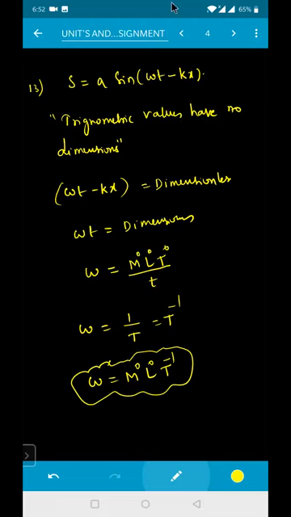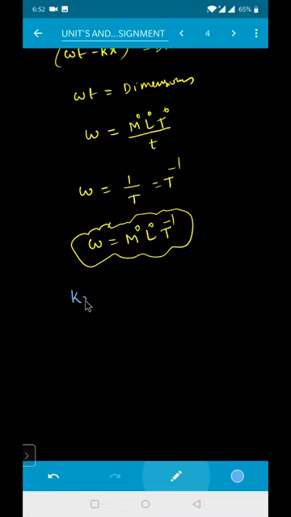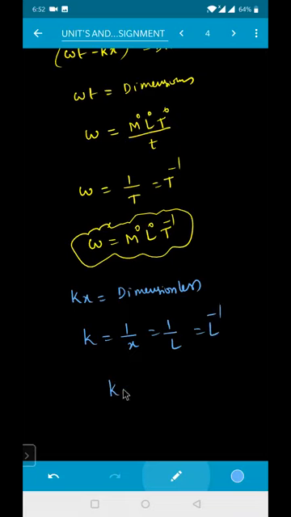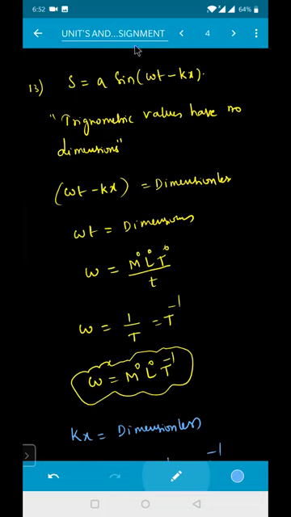In the same way, k into x is also dimensionless. So k into x is also dimensionless. K will be equal to 1 by x, and 1 by x means 1 by L, and that will become L power minus 1. So the dimension of k will be equal to M0 L power minus 1 T0. Is it clear? So we got the dimension of omega and we got the dimension of k.